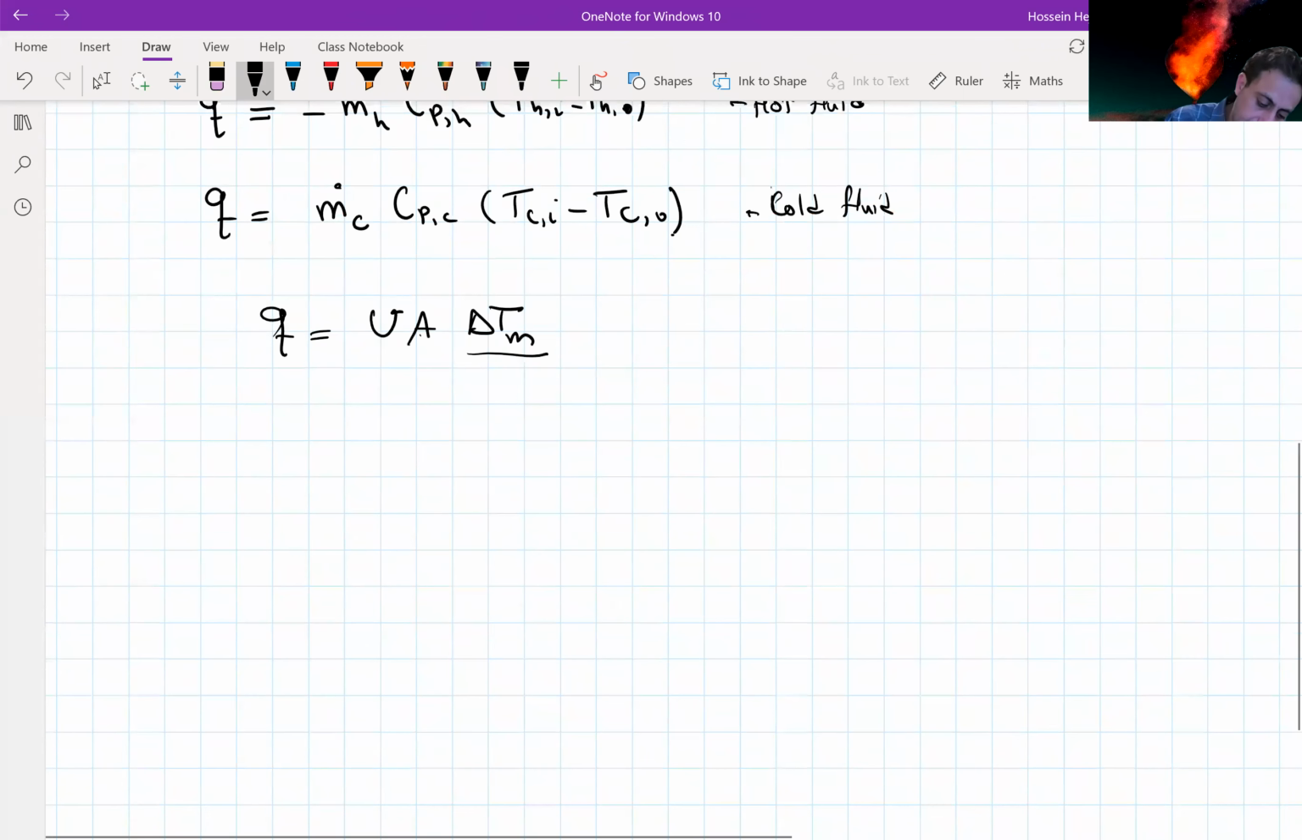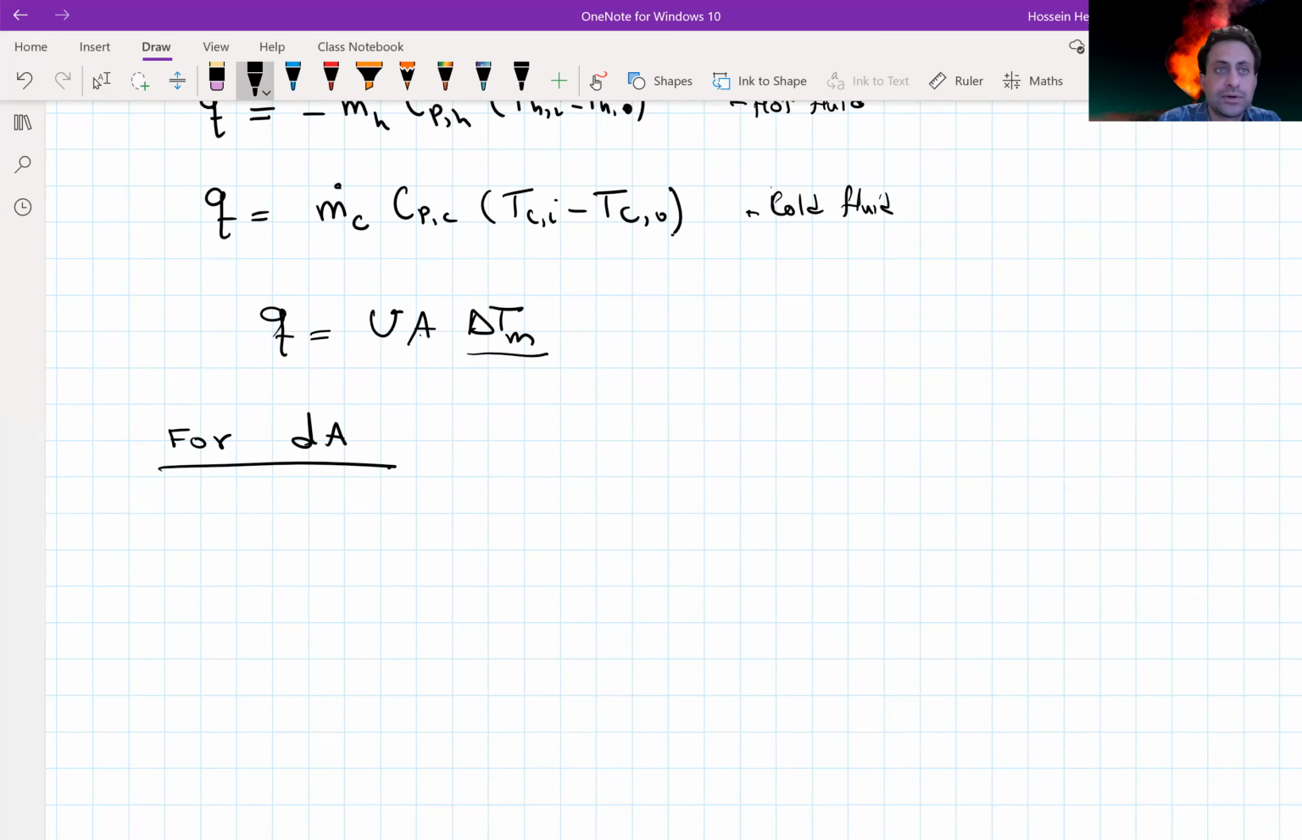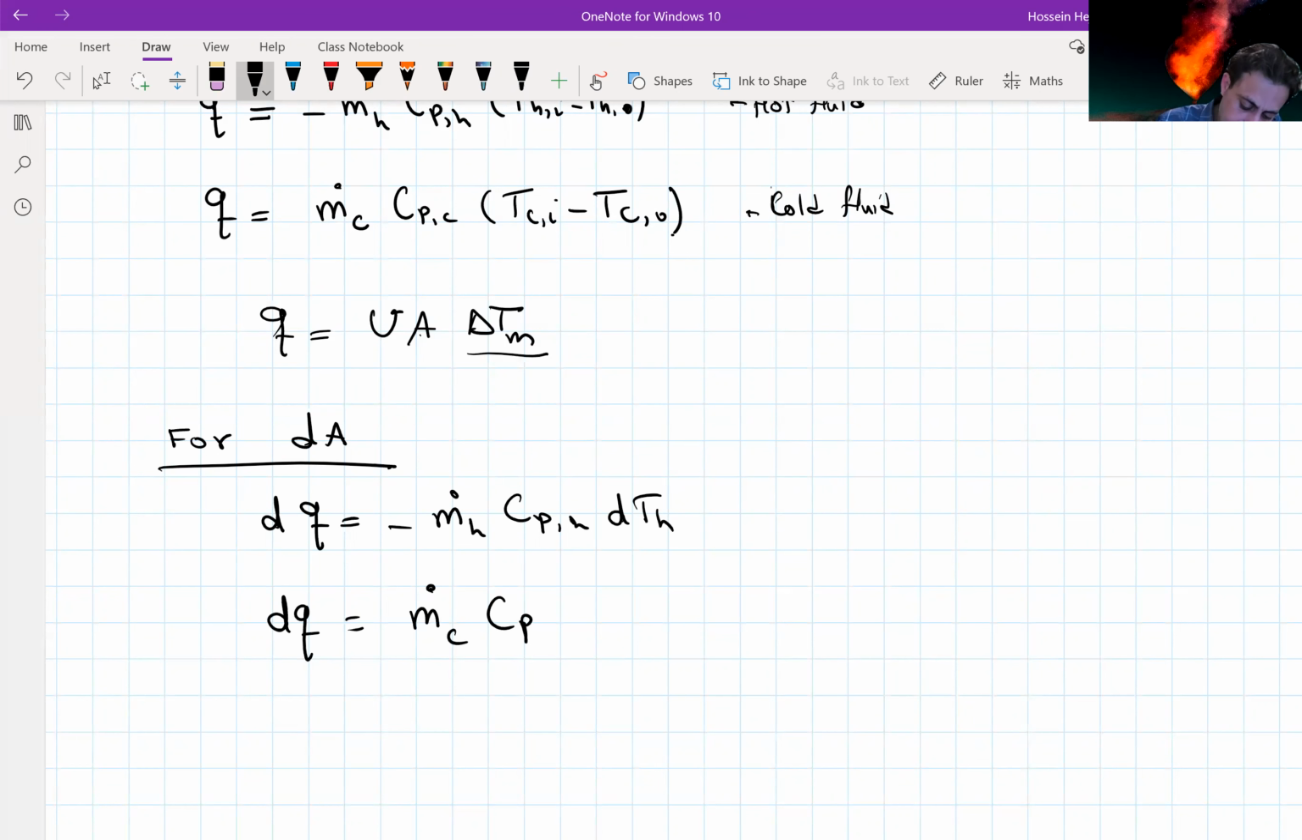So I can write, for dA, the energy balance equations. For the hot stream, this dQ is going to be minus m dot h Cph dTh, and for the cold stream it is going to be m dot c Cpc dTc. So this is the heat transfer by the energy balance that we are writing.